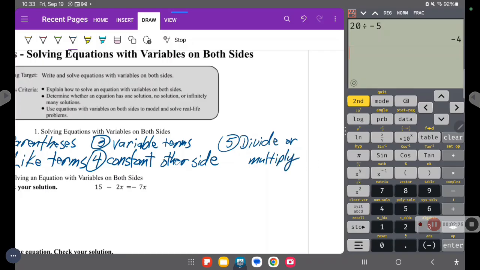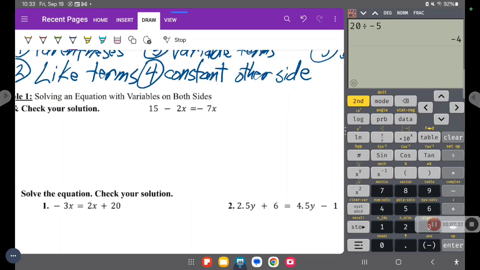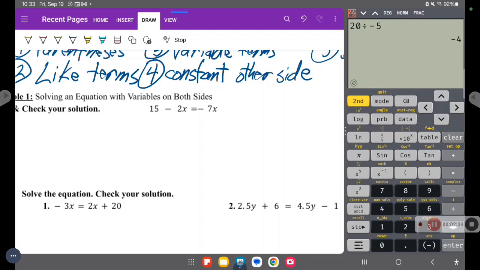Okay? Now those are the short versions of the long rules. Remember, every time we do these, our goal is to get the x or the y or whatever it is all by itself. That's our goal, to end up with x all alone equals some number. That's an important thing to remember. X needs to be all by itself. Okay?